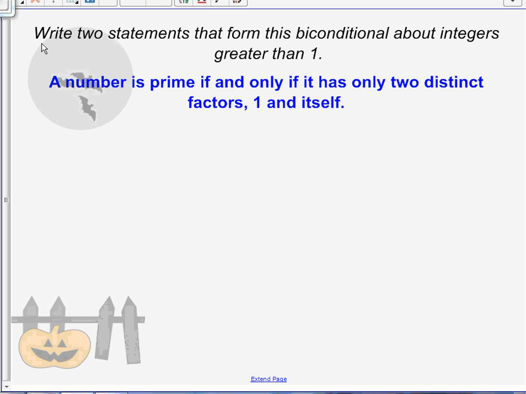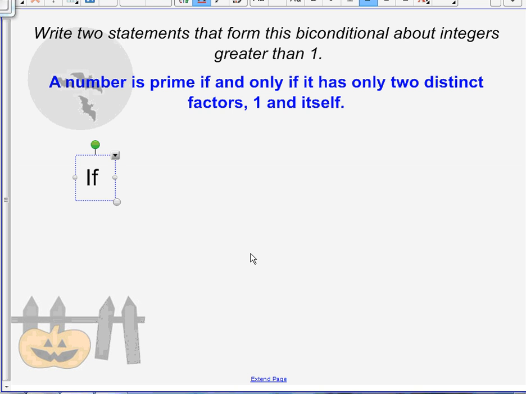Alright, so we could write two statements that form this biconditional about integers greater than 1. So a number is prime if and only if it has only two distinct factors, 1 and itself. So we know that to be true. So in order to take our biconditional, we can go the opposite way, and we can actually write the conditional statement and its converse.